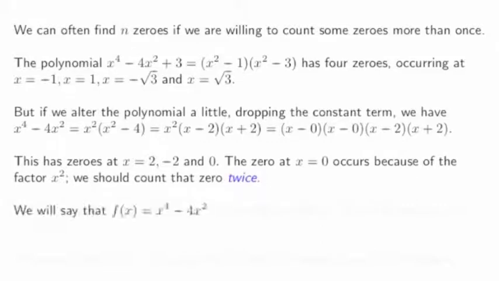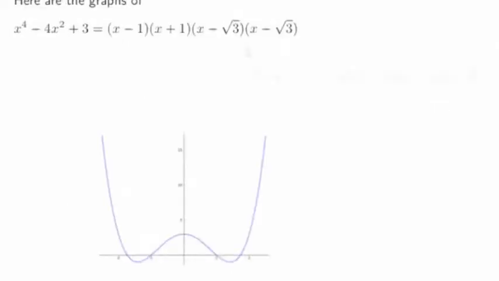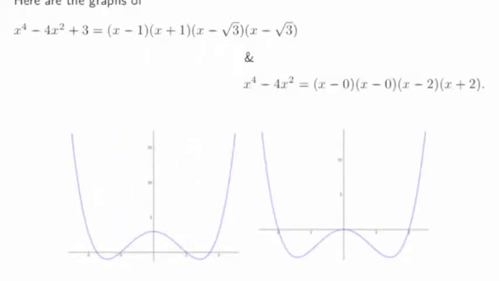And if we do that, if we think of the polynomial of degree 4 as having the root 0 twice, then the number of zeros is equal to the degree. This polynomial of degree 4 has 4 zeros. They are minus 2 and 2, 0, and 0. Here are the graphs of the first polynomial, which has 4 different zeros, and the second polynomial, which has 4 zeros, but one of those zeros occurs at x equals 0. At x equals 0 on the right, that root occurs twice. The polynomial comes up and kisses the x-axis before moving away.